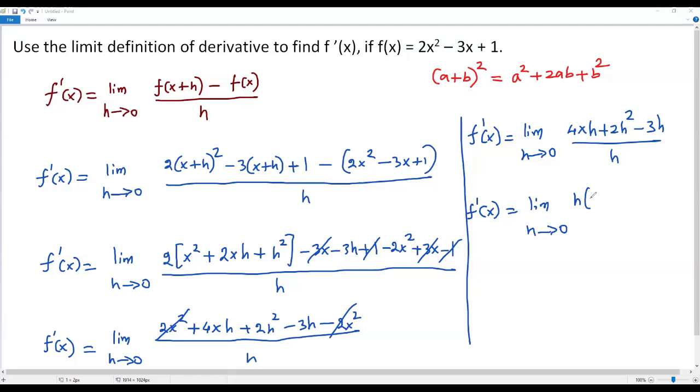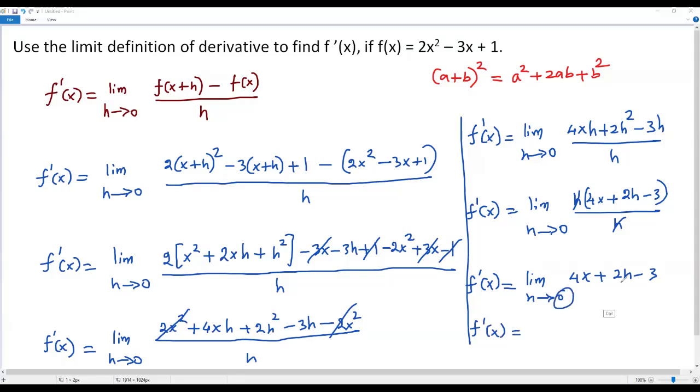I have 4x left in the first term, and in this 2h square, h is factored and we have 2h left in the second term, and here this h is factored and we have negative 3 left, and we have h in the denominator. So now this h can be cancelled, and we get f prime of x equals limit h tends to 0 of 4x positive 2h negative 3. Now I can plug in the limit 0 for this h.